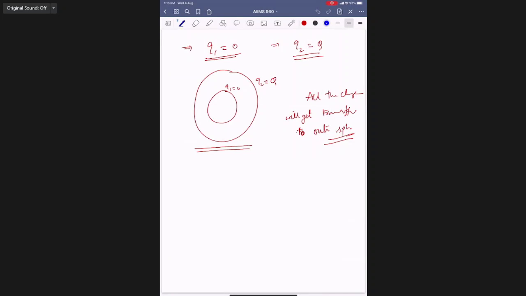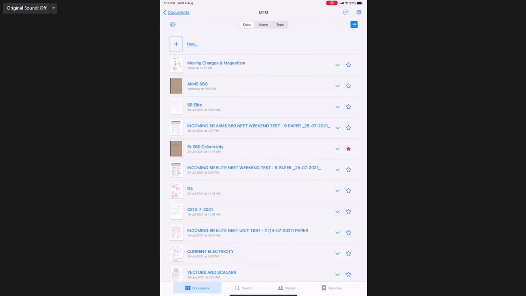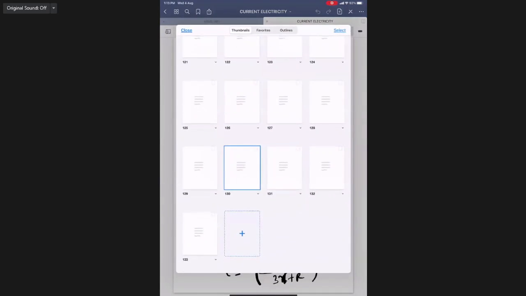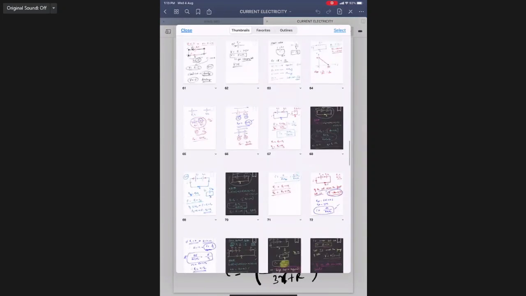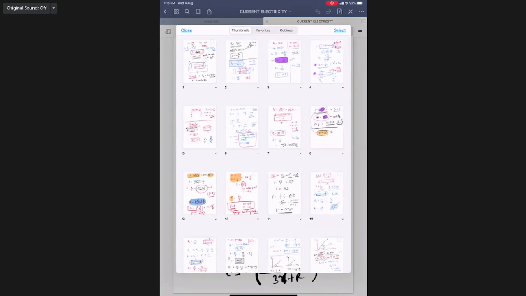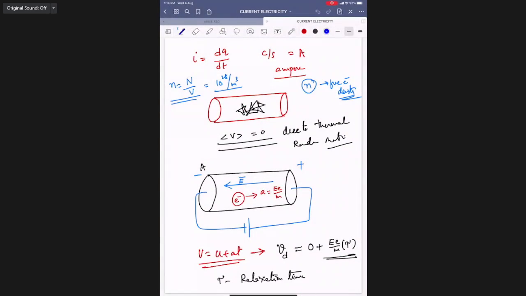Capacitors, you have done mirror image circuits and all, no? Yes, sir. So all conductors are electrically neutral, no? Hello. Yes.